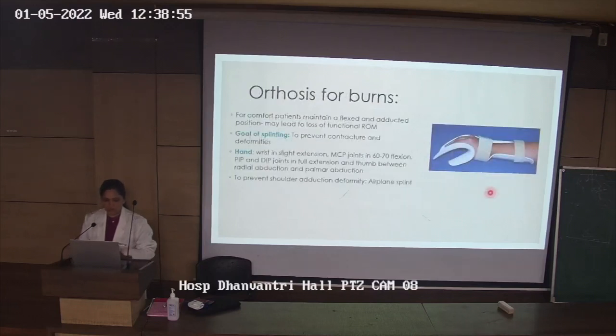Then the orthosis for burns: to comfort the patient, the joint is maintained in a flexed or abducted position, which may lead to loss of functional range of motion. So the goal of splinting here is to prevent contracture and deformity. In the hand, the wrist is in slight extension, that is the functional position. The metacarpophalangeal joint is in 60 to 70 degrees of flexion, the wrist is in 0 to 5 degrees of extension, the PIP and DIP joints are in full extension, and the thumb is between radial abduction and palmar abduction. And to prevent shoulder adduction deformity, an airplane splint can be given.